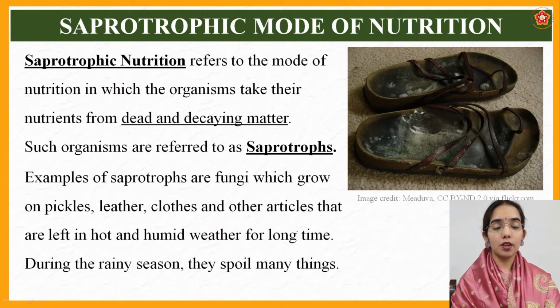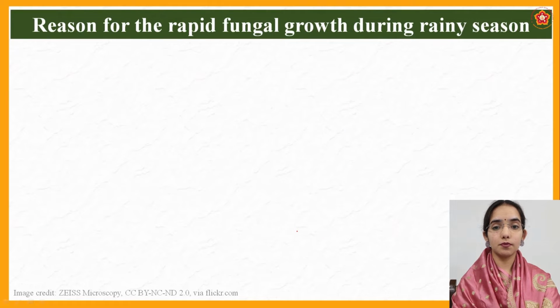So now you know the organism that you see on the bread or on any of the leather items or even on food. What is it? It is a fungus, and it follows saprotrophic mode of nutrition. Now, have you ever wondered, out of nowhere, from where does this fungus come and grow on things, objects in our homes and in our surroundings? From where does it come?